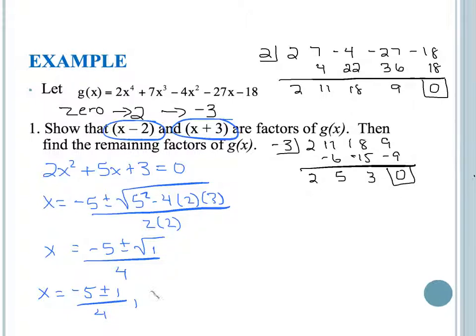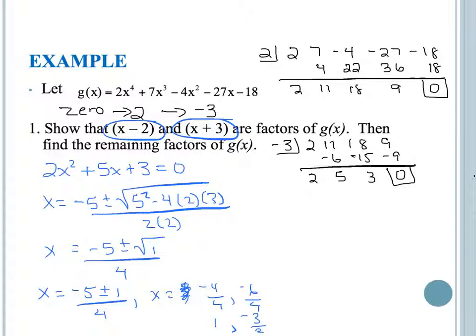So this is telling me that x equals negative 4 over 4 or negative 6 over 4. Sorry, not plus or minus. So I would have x equals negative 1 or negative 3 over 2.